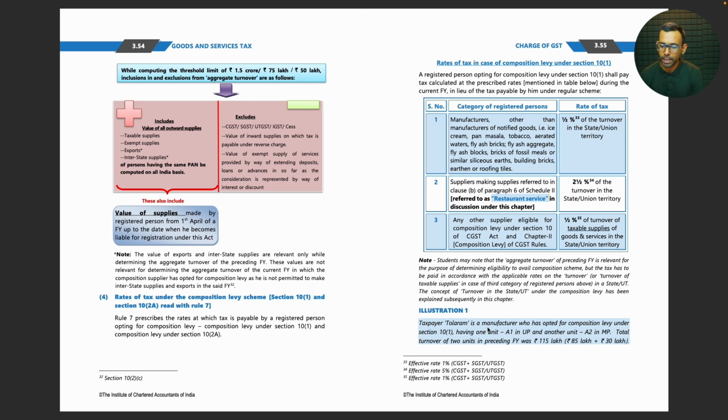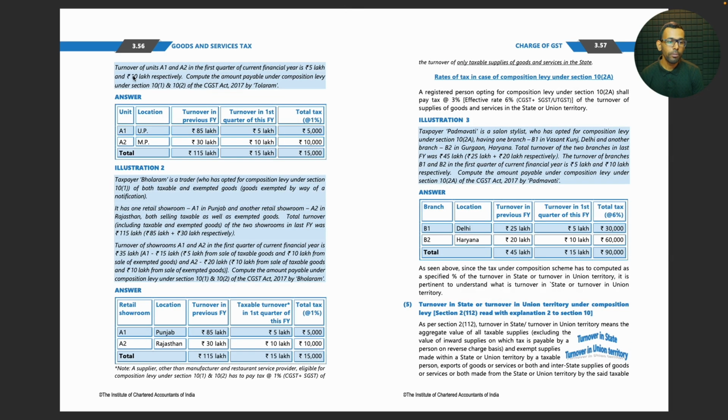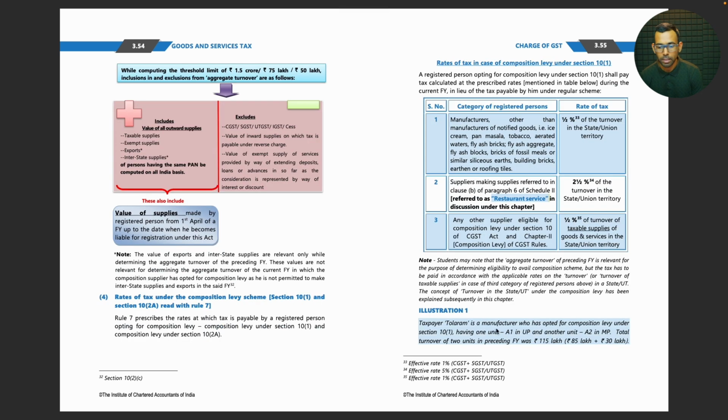Taxpayer Tolaram is a manufacturer who has opted for composition levy under section 10 subsection 1, having one unit A1 in UP and another unit A2 in MP. Total turnover of the two units in the preceding year was 115 lakhs, that is 1 crore 15 lakhs, 80 lakhs plus 30 lakhs. Turnover of units A1 and A2 in the first quarter of the current financial year is 5 lakhs. So first of all we have to see this guy is a manufacturer.